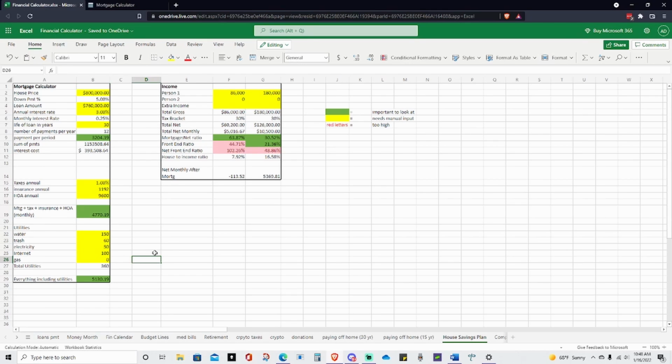And then with utilities added on to that, even if you didn't have an HOA, it would still be an absurd amount of your income. 86% of your income is being absorbed by this home. You'd have to be on crack cocaine; you're not allowed to own a home.